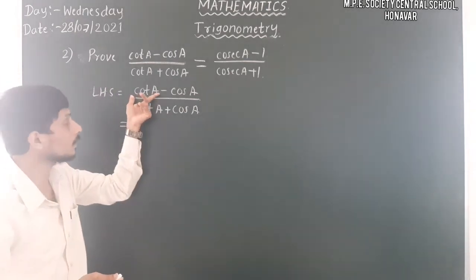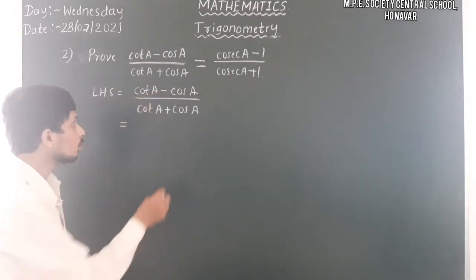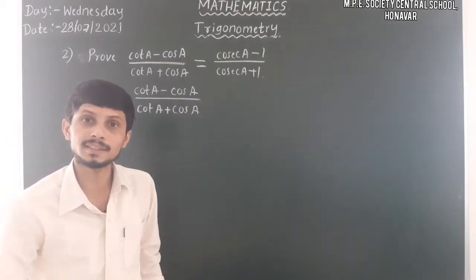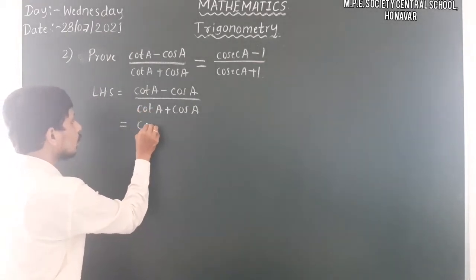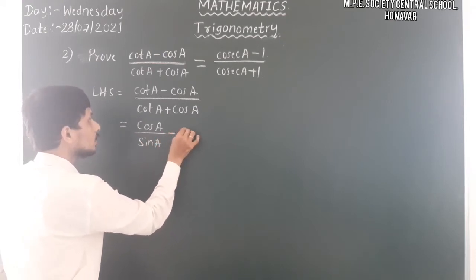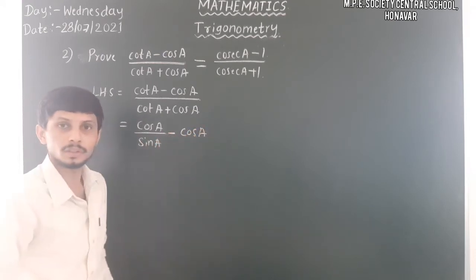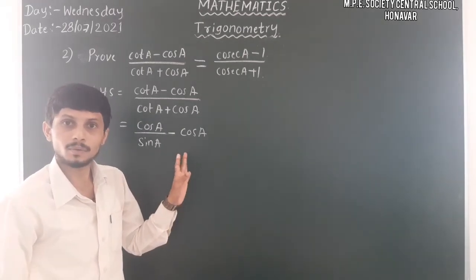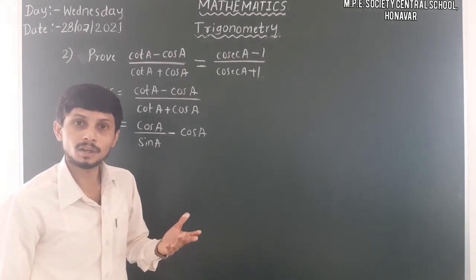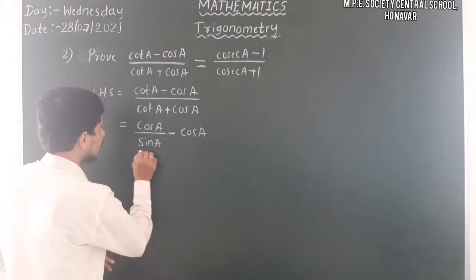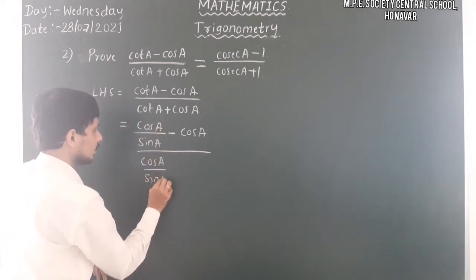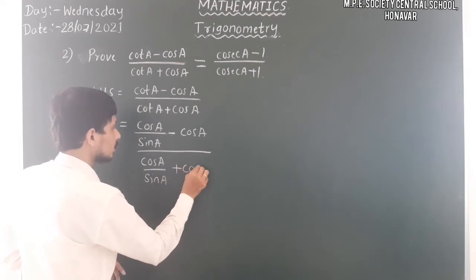But here from cot A we can get sine A. How to get sine A here? Using the relationship between cos A and sine A. So here cot A is nothing but cos A divided by sine A, minus cos A, which remains as it is. No need to change, because it is already in our required form: cos and sine relate with the first trigonometric identity. Then cot A is cos A divided by sine A, plus cos A.